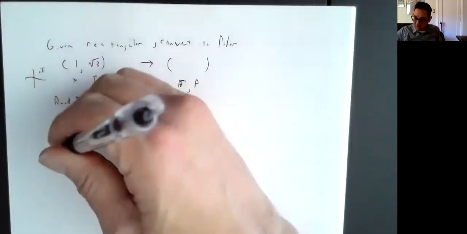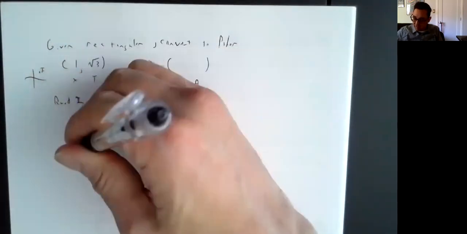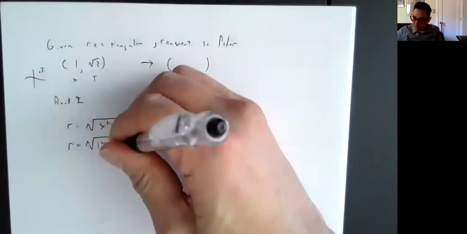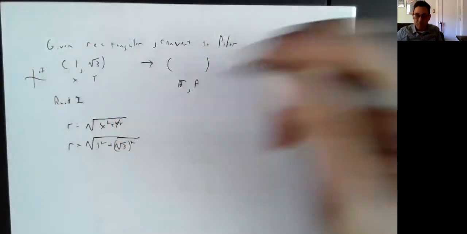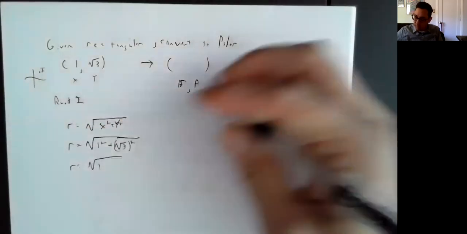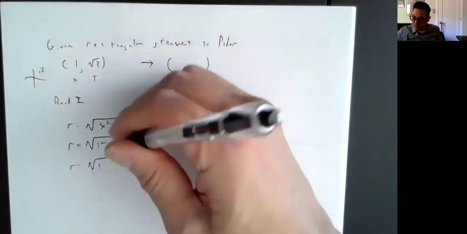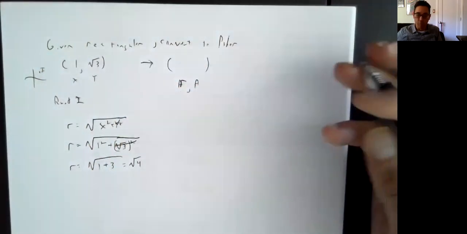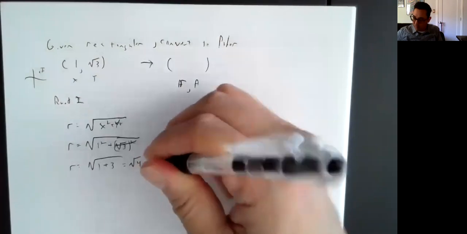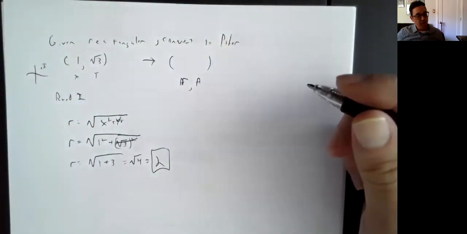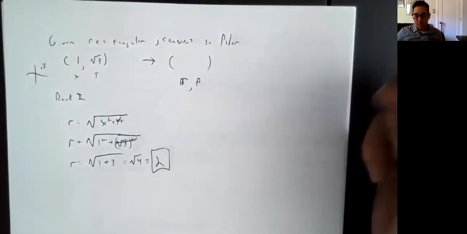So to find r, plug in x, square root of 1 squared plus y squared, which was square root of 3, right? Now just work that out. 1 squared is 1, square root of 3 squared, so squares and square roots just cancel. So it's just 1 plus 3, which is square root of 4, which equals 2. Now, I'm going to use the positive one. Technically, it could be negative, but usually we just use the positive one.